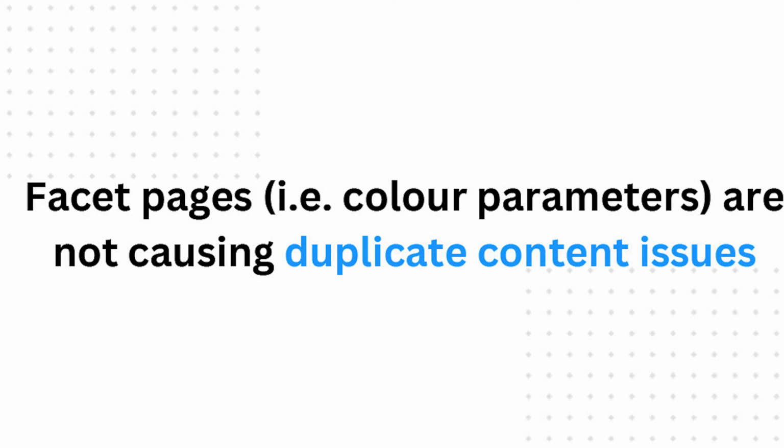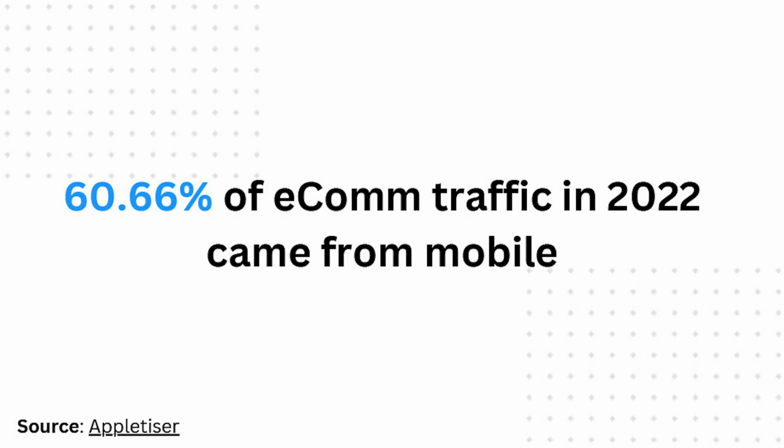Facet pages, so actual colour parameter pages, things like that Casper was mentioning earlier. If you are indexing them, make sure they're not causing loads of duplicate content issues, make sure you're not bloating out the website, make sure your canonicals are set up correctly. And most importantly of all, look at your mobile traffic. Look at the mobile version of your site.